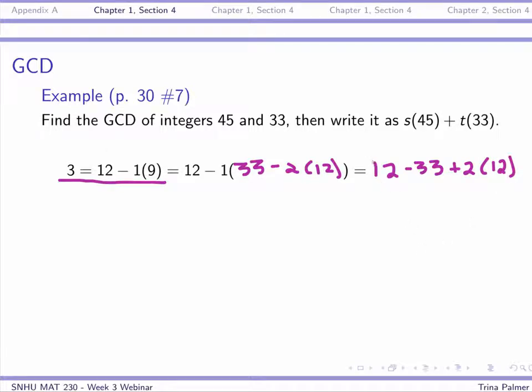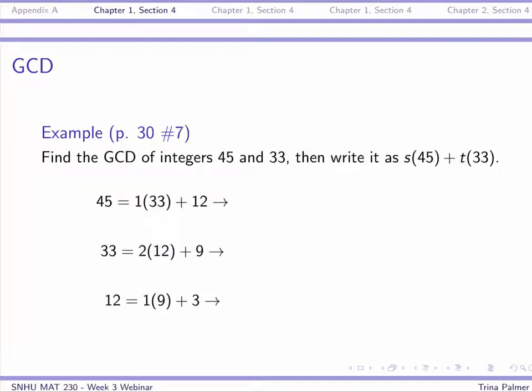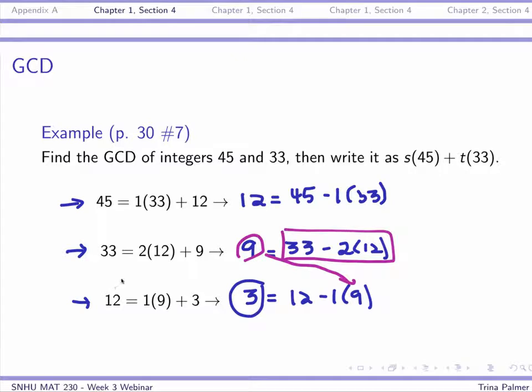Now I have 1 12 here. I have 2 12s here. So if I combine them, I get 3 12s minus 33. And then I'm going to replace the 12. So let's go back to the previous page. I have 12 is equal to 45 minus 1 times 33. So that's what I'm going to plug in.